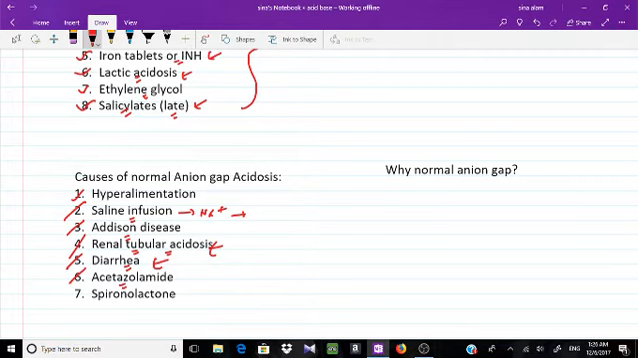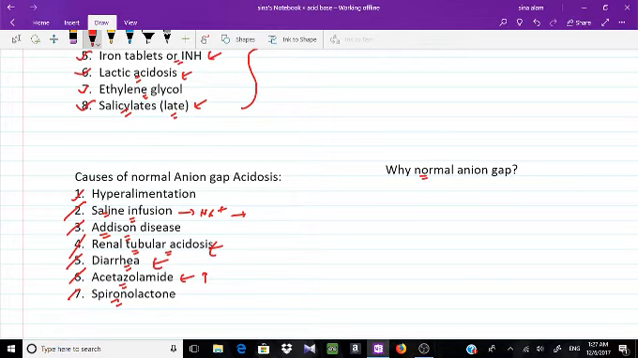Acetazolamide also leads to increased excretion of bicarbonate, because acetazolamide blocks the carbonic anhydrase enzyme, and if this carbonic anhydrase enzyme is not working, there will be less bicarbonate production. That is another story. If you go into kidney physiology, you will know how it happens. Spironolactone blocks the aldosterone directly, and it's almost like Addison's disease. I'm not sure about the saline infusion, but somehow it also causes normal anion gap acidosis.